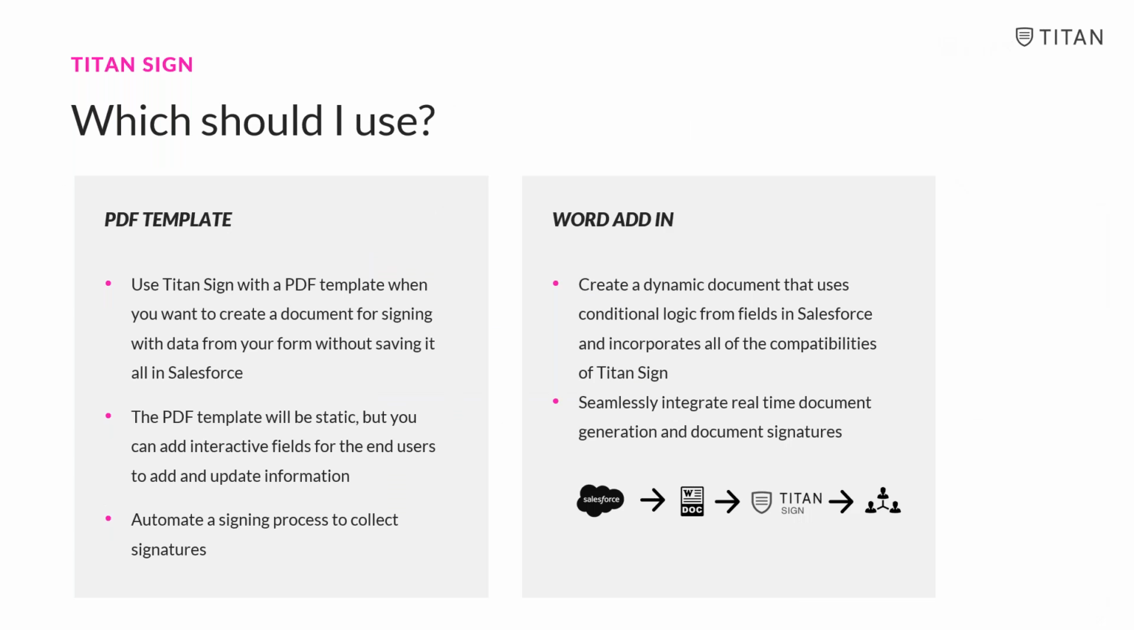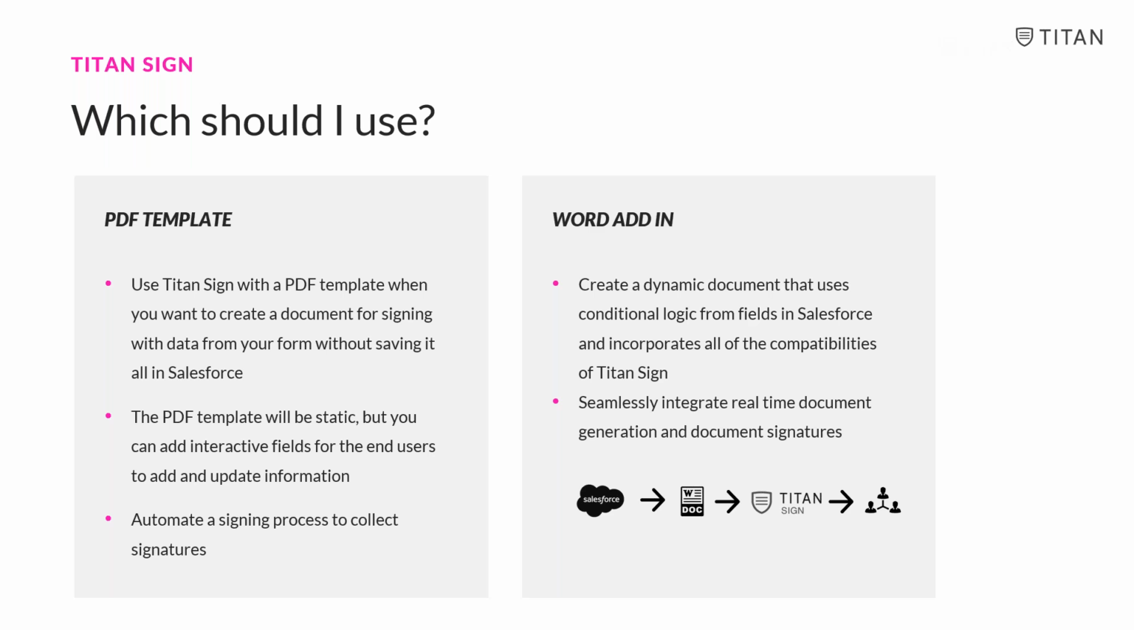Now the question is, which method should I use? Use a PDF template with Titan Sign when you would like to have users fill out information in a form, and map that information to a PDF prepared for signing without the need to save every piece of data to Salesforce. The template will be static, but you can incorporate interactive fields for the end user to add and update information in the document. Also, the ability to automate a signing process to collect signatures from all the designated parties.